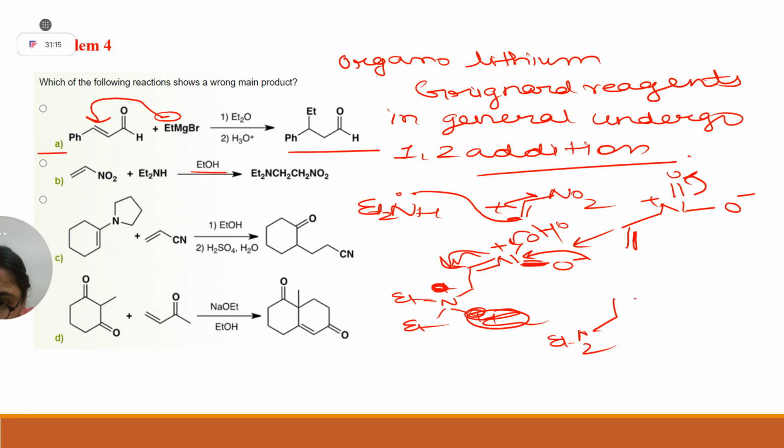NEt2 nitro. Clear? CH2 CH2. This is your nitrogen with two ethyl groups, like in this option. But do you think this is right? Have you seen this type of reaction where nitrogen is attacking the 1,4 position? Does this reaction follow the HSAB principle or not?